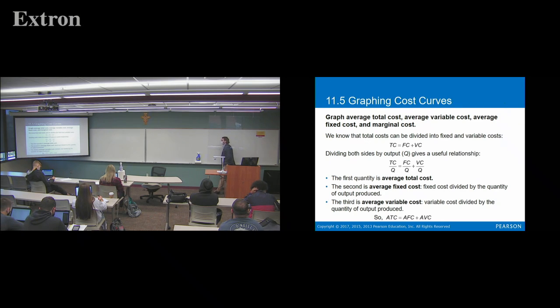Okay, so we've already calculated average total cost. Remember, total cost can be split into fixed cost and variable cost. So we can break this down a little bit more. We divide the total cost by the quantity, we get the average total cost, and we can break that into the average fixed cost, which is the fixed cost divided by the number of goods we're producing, and the average variable cost, which is variable cost divided by the quantity of output we're producing. So the average total cost equals the average fixed cost plus the average variable cost.